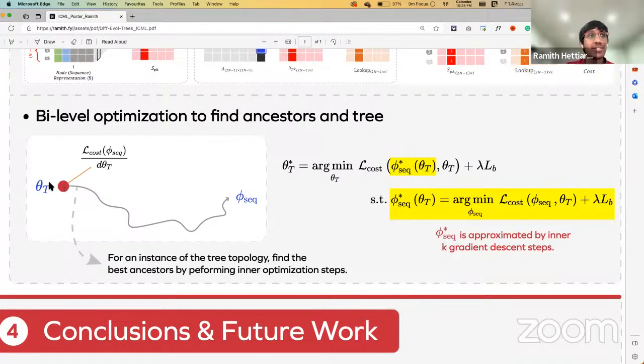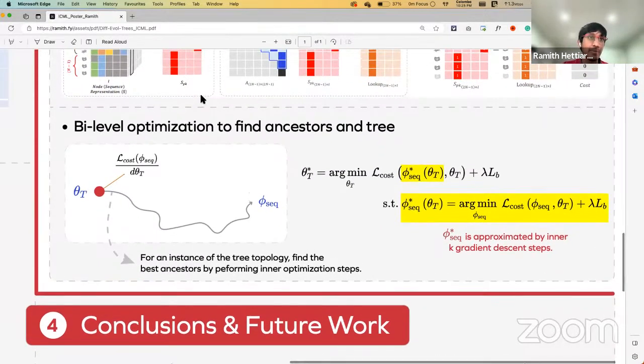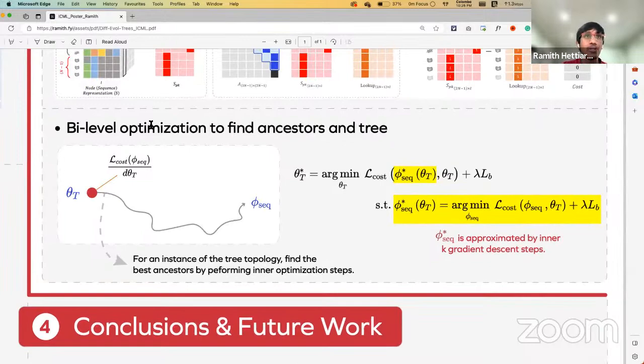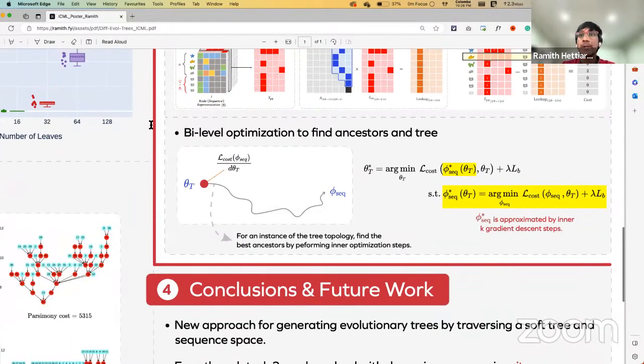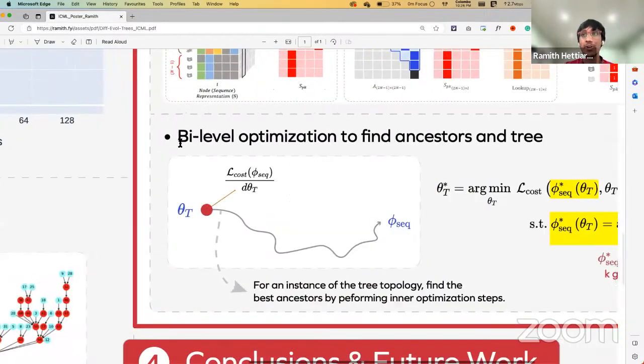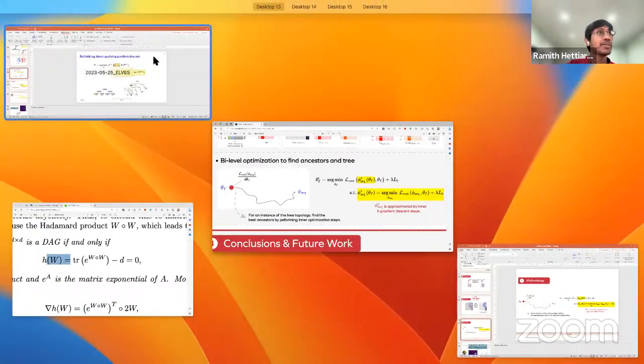So what I mean by that is, at a particular theta t, we run k gradient descent steps on the sequences and we see how well this tree topology can perform based on that fixed tree. And then we have a better update for the trees. So that's what ended up having the best score as of now. Yeah, so this is very common in meta learning as well.